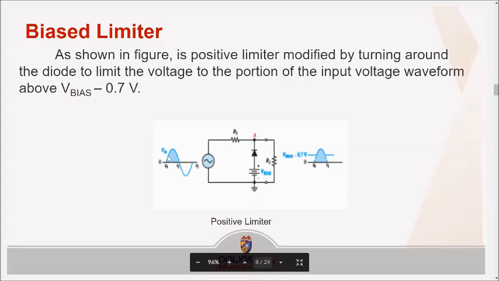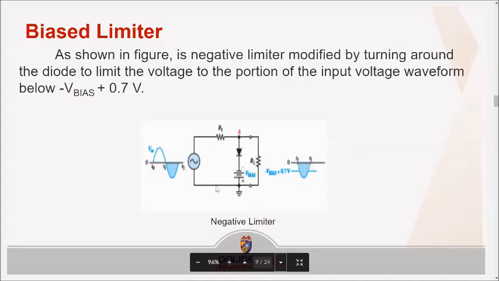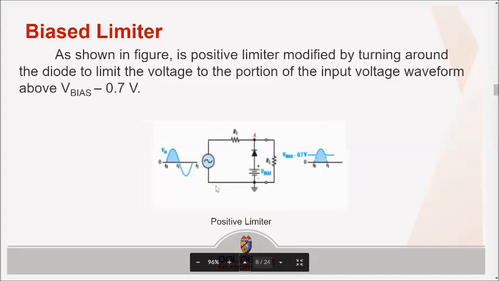Okay, as you can see, this is the sinusoidal waveform. Then after this bias limiter, visualize the sinusoidal waveform at negative 0.7 volts. Okay, I will show the figure. As you can see, it is a positive limiter modified by turning around the diode to limit the voltage to a portion of the input voltage waveform. Okay, ibig sabihin, pipili lang siya kung anong portion yung kanyang ikiklip or ililimit.